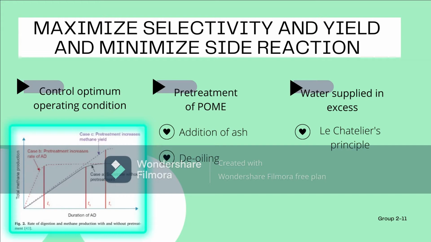Next is to use pre-treatment of POME before it enters the first reactor. Examples of effective pre-treatment for POME that could result in high digestion rate and biogas yield are addition of ash and deoiling. Figure shows the rate of digestion and methane production with and without pre-treatment. To minimize side reaction, according to Le Chatelier's principle, water must be supplied in excess.